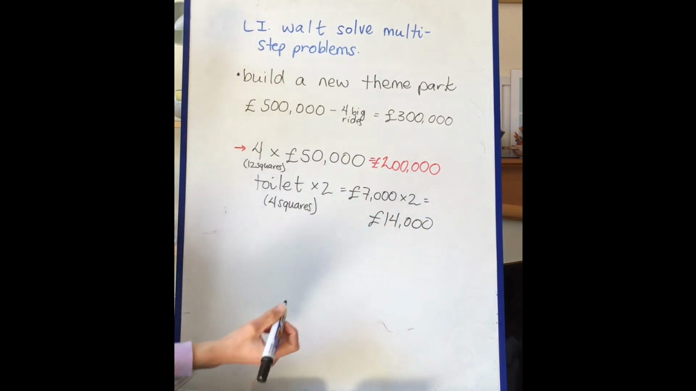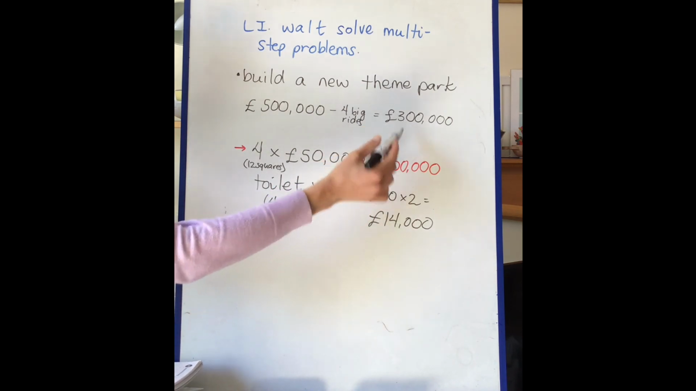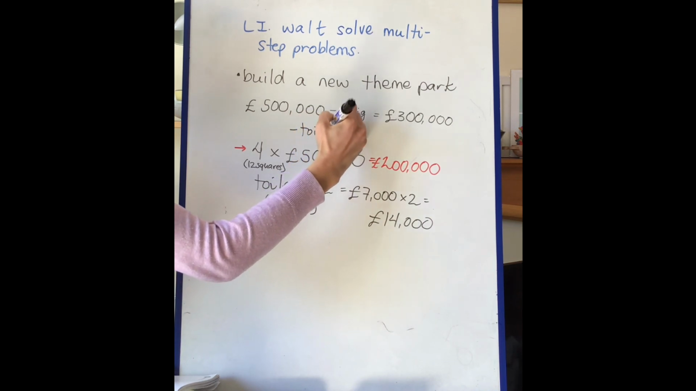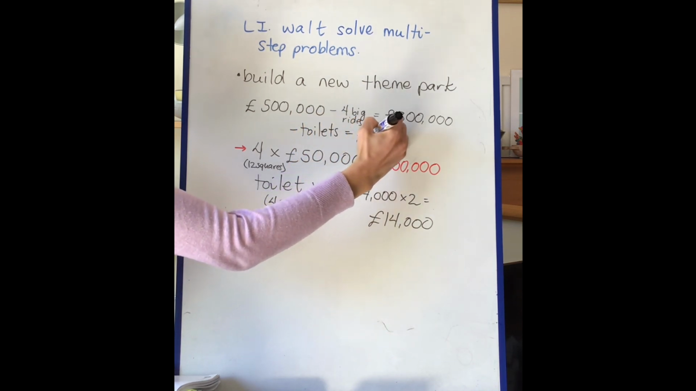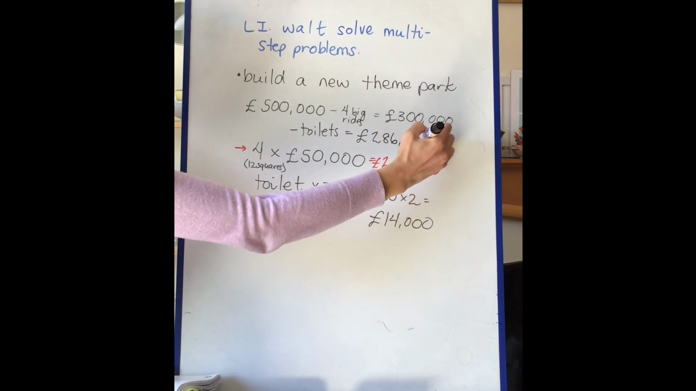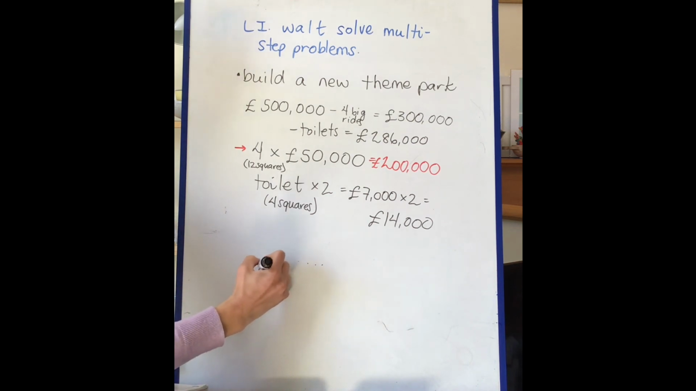Okay, again, we've got to take that away from 300. So 300,000, take away my toilets. Then all of a sudden I'm at 286,000, etc., etc., etc. Okay, so we are constantly calculating.